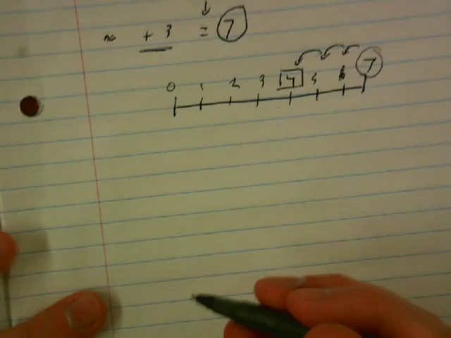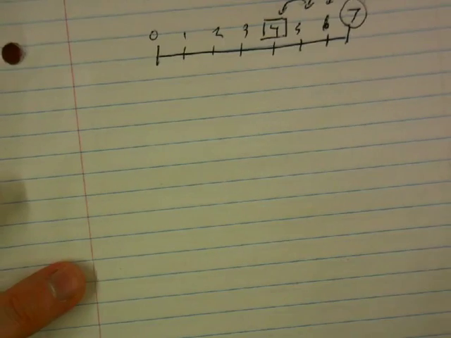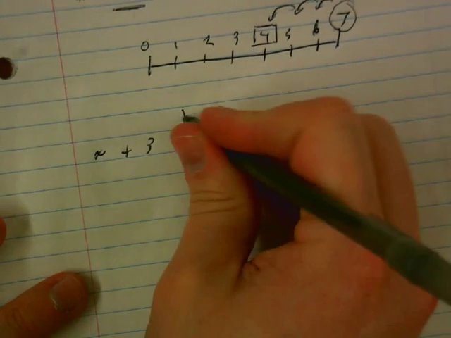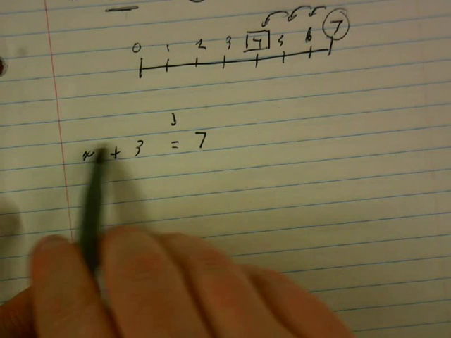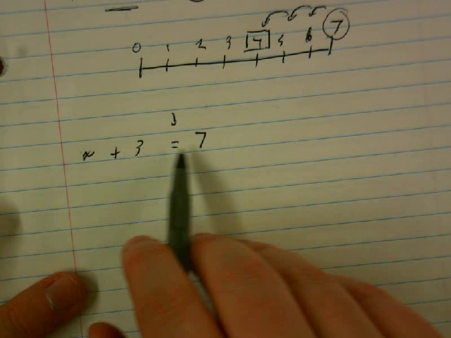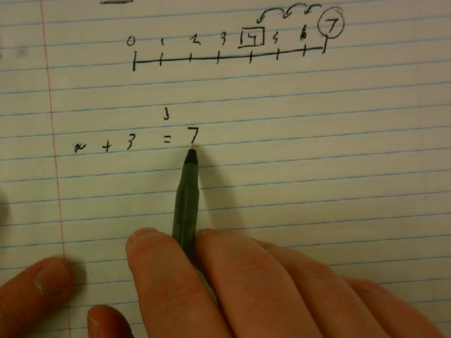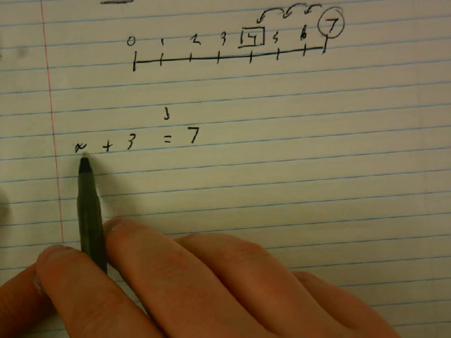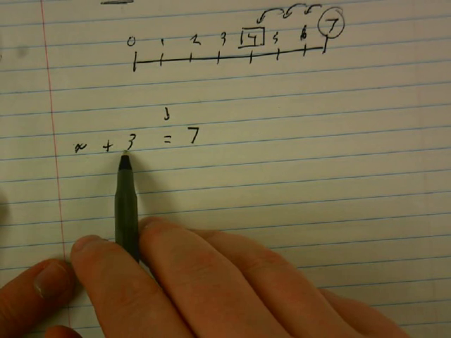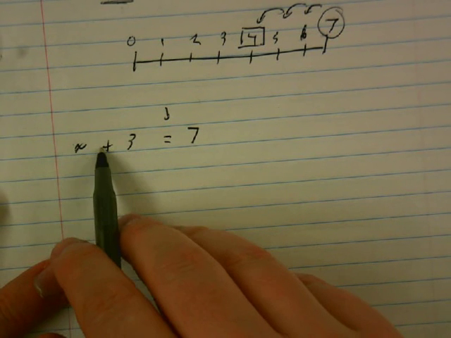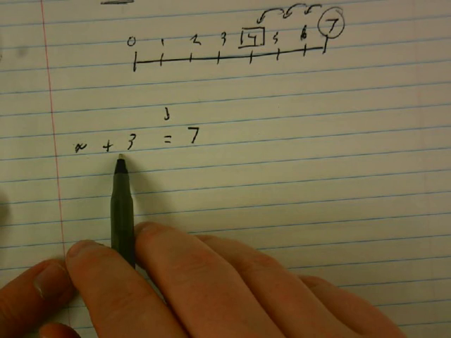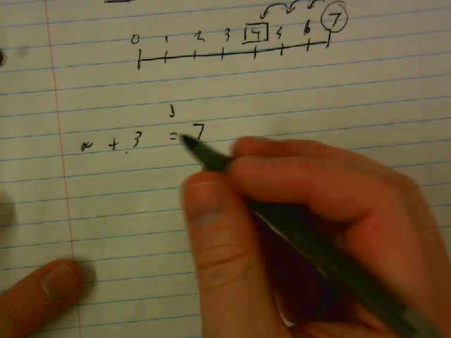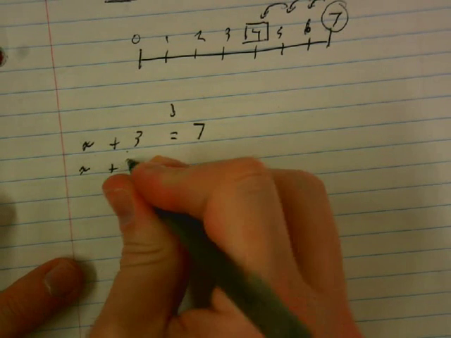Now another way you can do it is with balancing equations. Same idea. If I have x plus 3 equals 7, the big thing again is that equal means balance, so everything on this side is the same value as what's on this side. To find out what x is, I need to get x by itself. Right now, x has a plus 3 on this side, so I need to remove that plus 3. To do that, I just do the opposite. The opposite of plus 3 is minus 3. So x plus 3 minus 3.